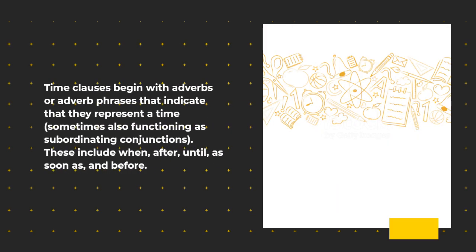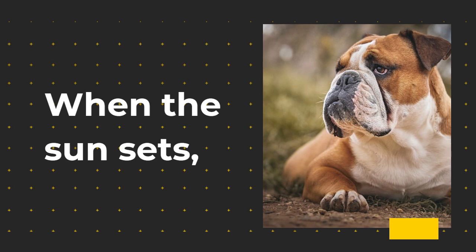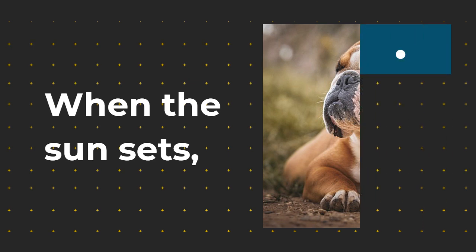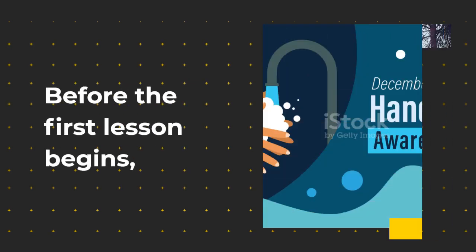Time clauses begin with adverbs or adverb phrases that indicate that they represent a time, sometimes also functioning as subordinating conjunctions. These include when, after, until, as soon as, and before. Before the first lesson begins.